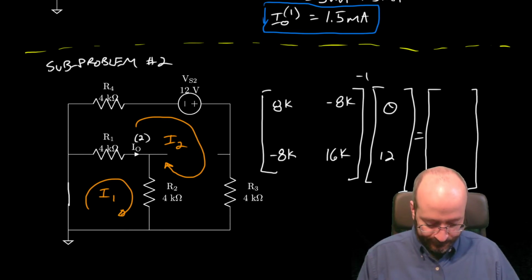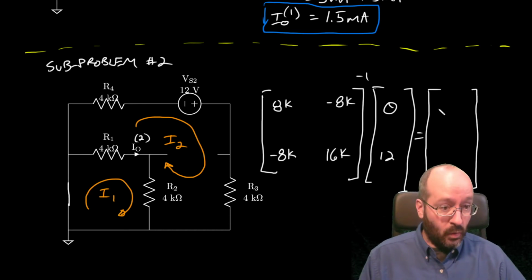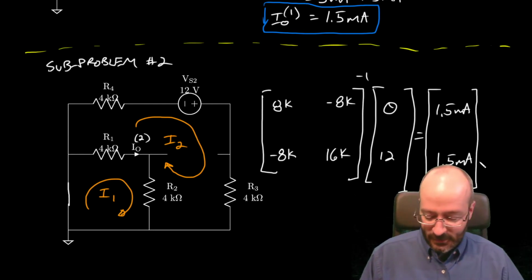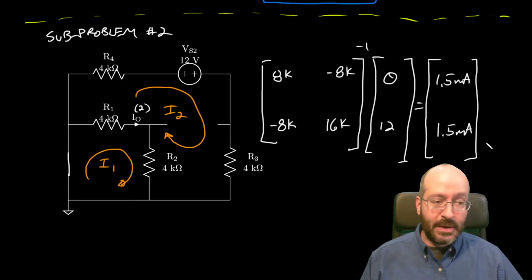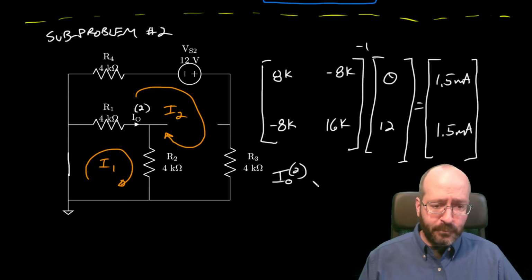Okay, 8K, negative 8K, 0, negative 8K, 16K, and 12. And we get 1.5. Oh, I didn't predict this one. I probably could have. Yeah, this one's 0. So we get both mesh currents are 1.5 milliamps. Putting it together so that we have the second part of I out.